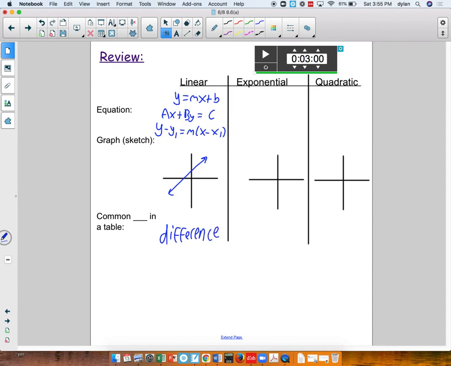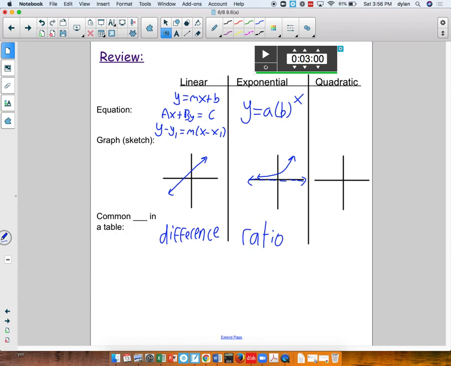So an exponential function, we really only talked about one equation, y equals a times b to the x. And our exponential functions had an asymptote, and depending on the type of function, they curved something like that. And in an exponential function, when we looked at a table, those tables would have a common ratio. In other words, a common multiplier or divider to some extent, but we just called it a common ratio.